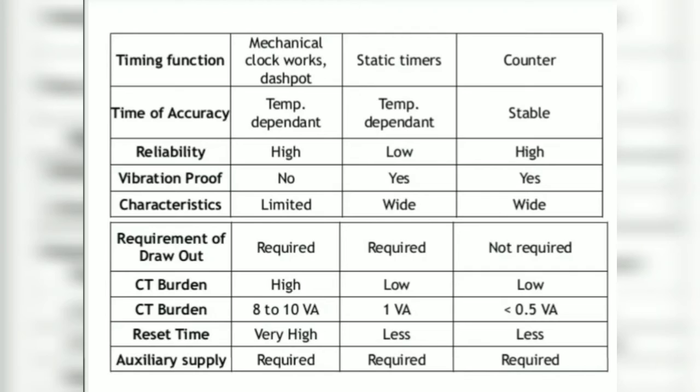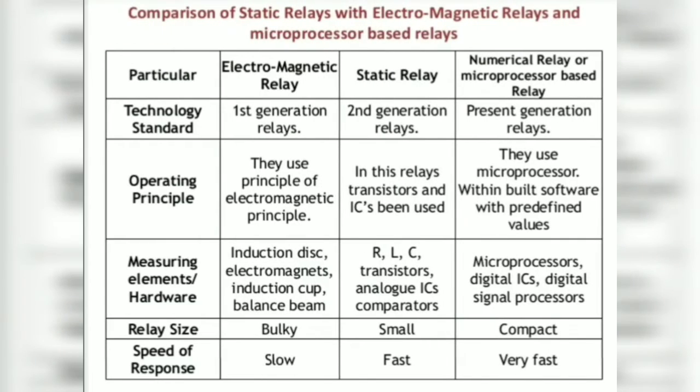Now the next topic is differential relay. Before that, you have to keep in mind all the comparisons of static relay with electromagnetic relay and microprocessor based relay. In most previous exams, they ask the difference between electromagnetic relay and static relay, or static relay versus numerical relay, or electromagnetic relay versus numerical relay. So these are all the points, and the question is about 7 marks.